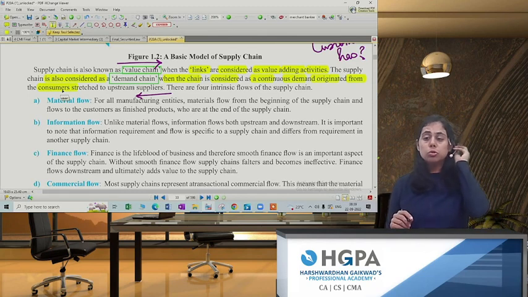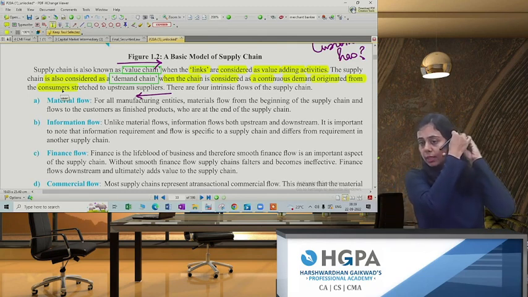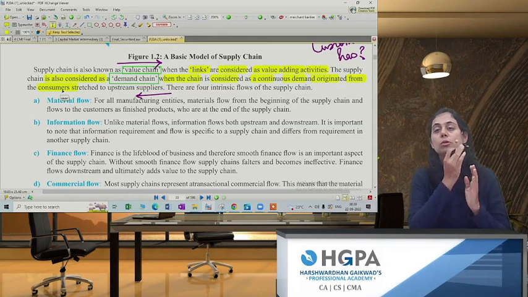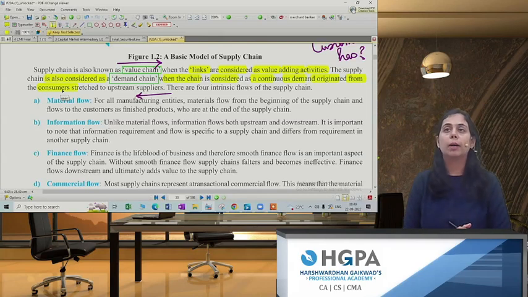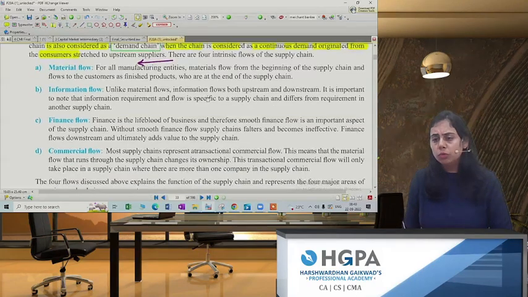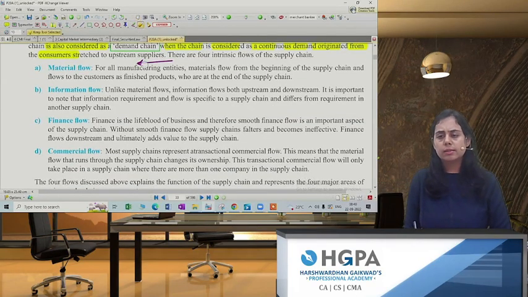Supply chain is also known as a value chain, and the second point is that the supply chain is also known as what? Demand chain. Value chain is this, and the demand chain is the opposite, where it originates from the demand of the customer. Now, ma'am, what all flows whenever we are discussing the supply chain?